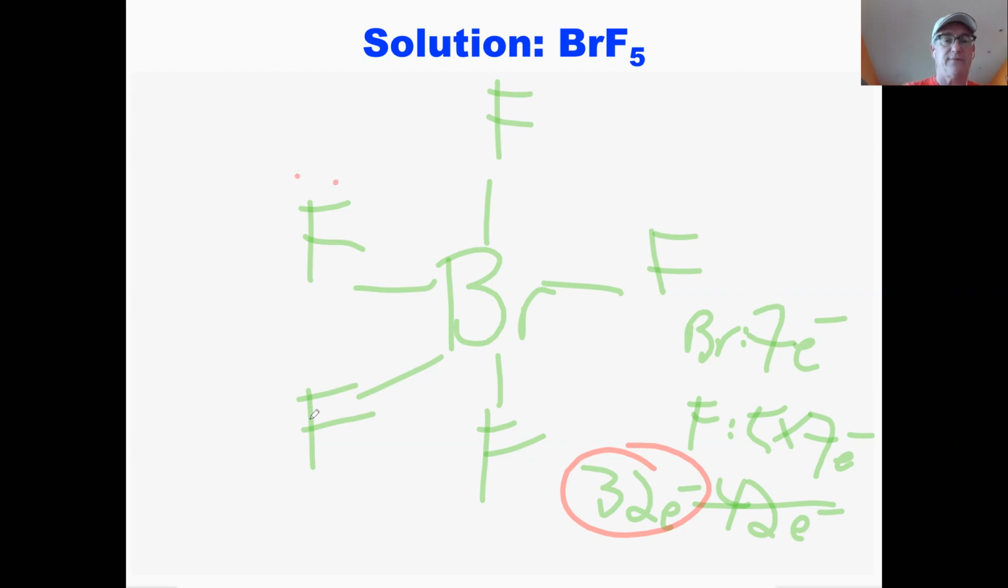So 1, 2, 3, 4, 5, 6 on each fluorine. That's 30. So I've got 2 electrons left over.